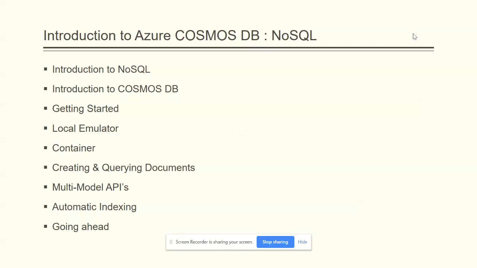Then we will create one container in the Azure Cosmos DB which we have created, and then we'll add some documents in the container. We'll try and query those documents. We'll also see multi-model APIs which are available in Azure Cosmos DB. We'll quickly touch base on automatic indexing in Azure Cosmos DB, and then I'll wrap up the things.